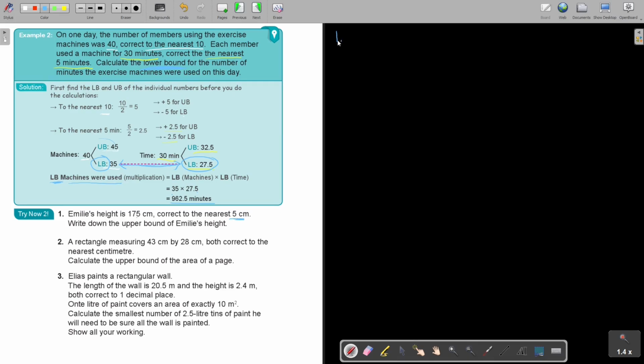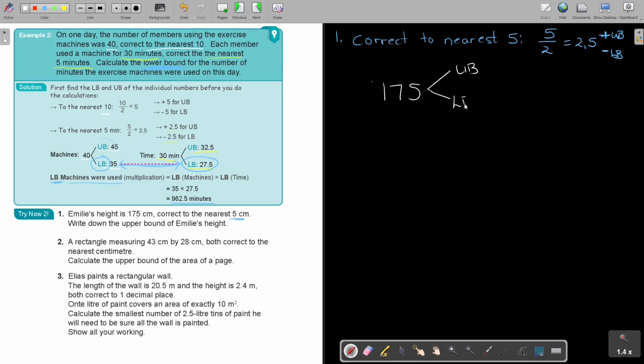Okay, so if you say correct to the nearest 5, then you're just going to say 5 divided by 2, and I'm going to get 2.5. I'm going to add that for my upper bound, and I'm going to subtract that amount for my lower bound. And let's just do it. So it's going to be 175, and I like always to put that up and this down, to not get confused between all this.